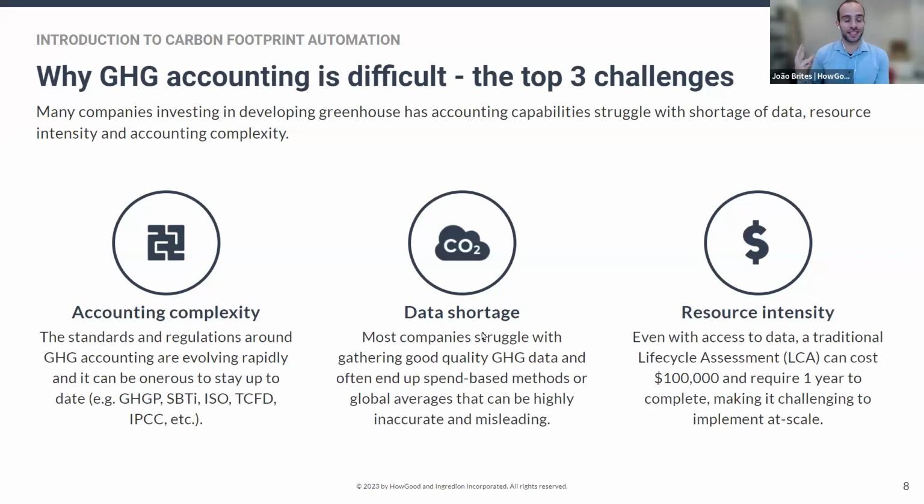And the third big challenge is resource intensity. It is related to the previous two challenges, because if the accounting standards are complex and there isn't data out there, then it takes a lot of work, a lot of time, and a lot of resources to do those assessments. Even with access to data, a traditional life cycle assessment can cost over $100,000 and take 1 year to complete. That makes it difficult to implement at scale for large companies, but also very difficult for small and growing brands who are trying to change the food system and make a sustainability claim to get the data they need to make that claim and reap the market rewards they deserve.